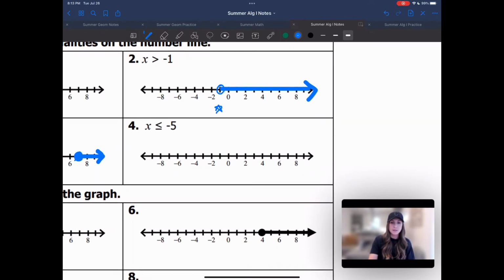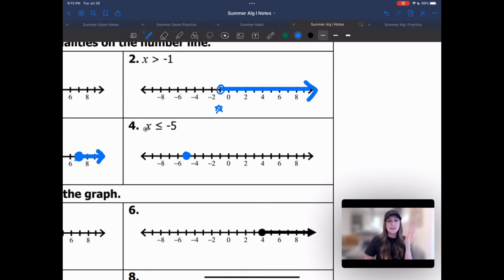Okay, last one of this little section. X is less than or equal to -5. So I'm going to locate -5. Here's -4, so -5 would go this way. And this is going to be another closed circle. So I'm going to close it on up. It's because of the line underneath it.